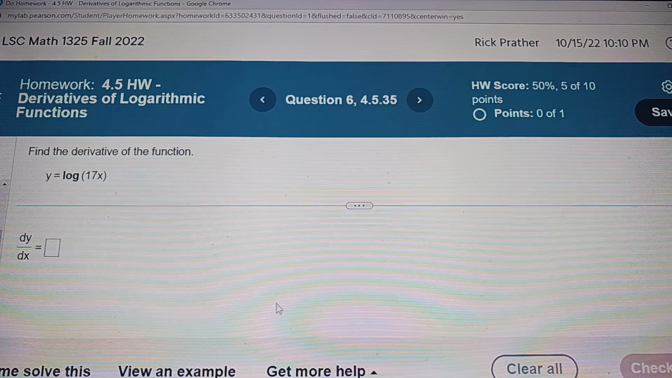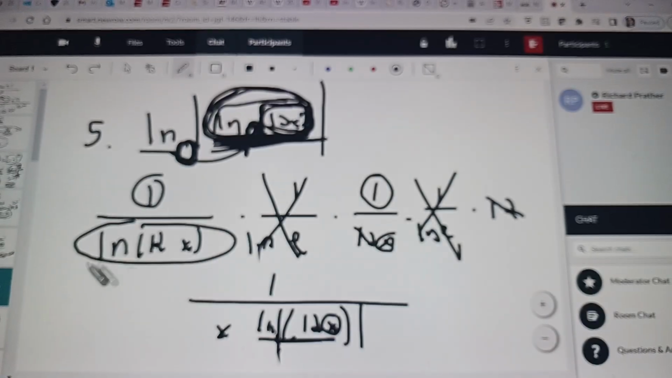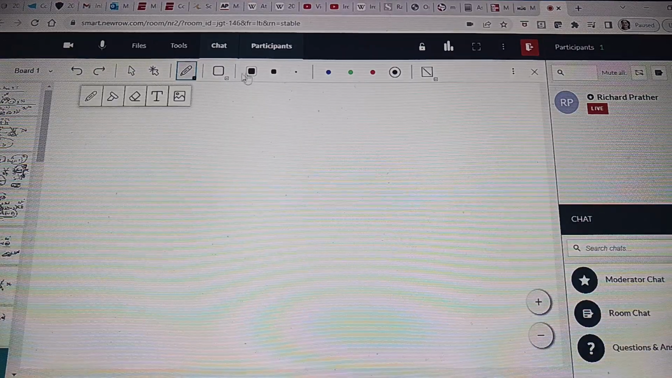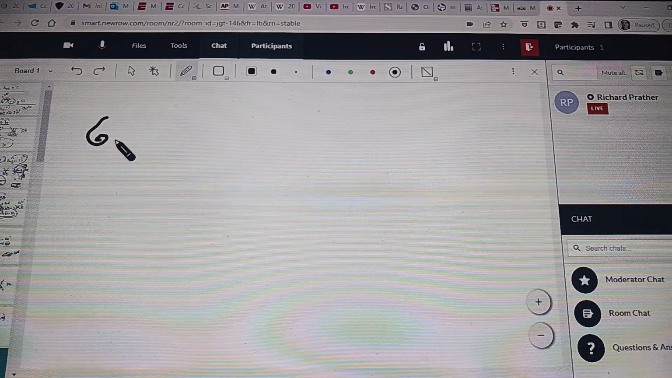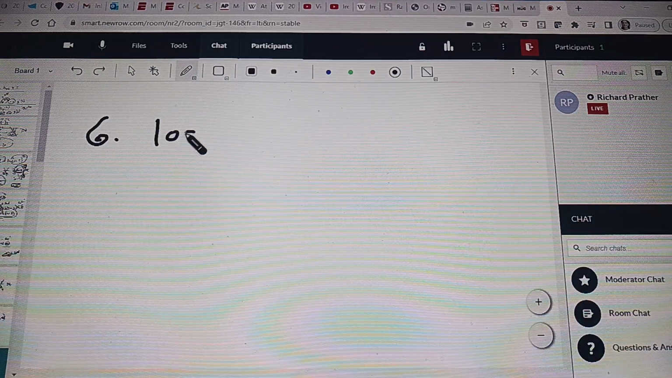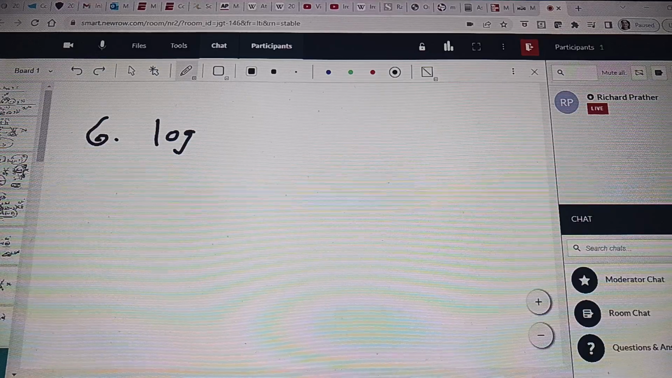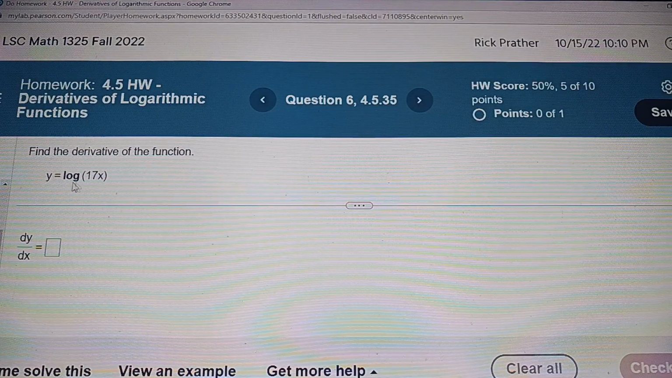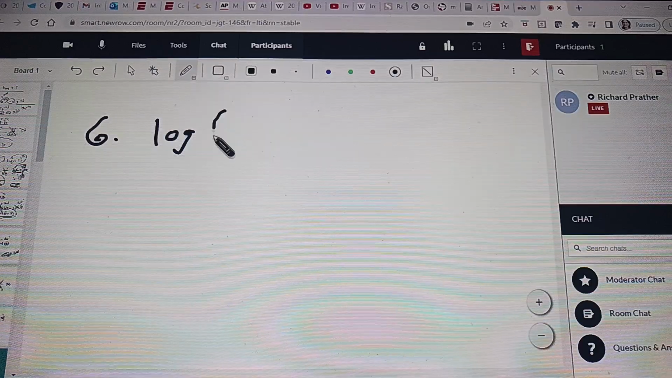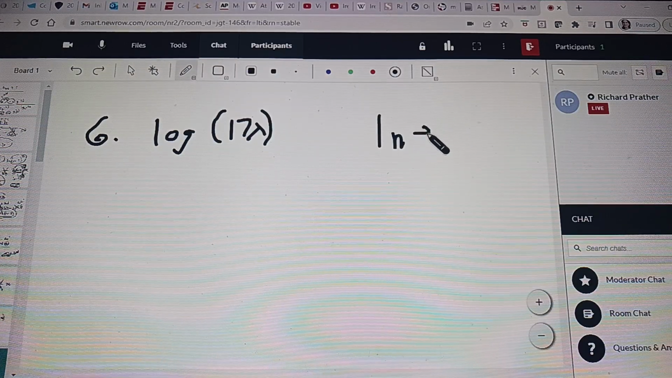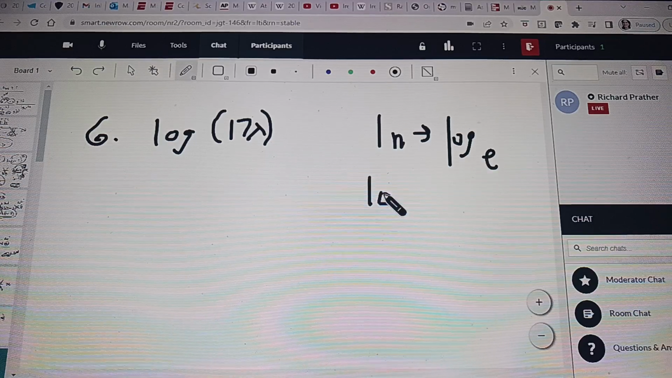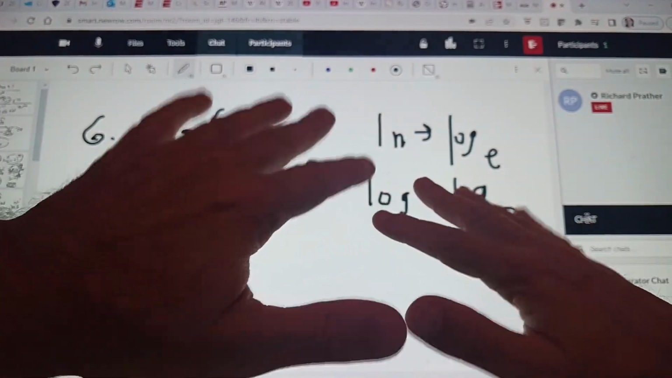Okay, here's the first time we don't have ln. Now we have regular log, which is called common log. Ln is natural log. Log is common log. Log, not ln, of 17x. So if you ever see ln, that's actually log base e. If you ever just see log, that's log base 10. 10 is because us humans have 10 fingers.